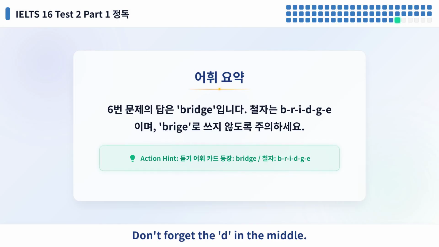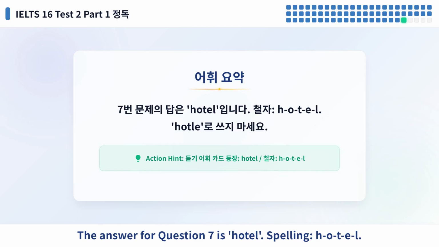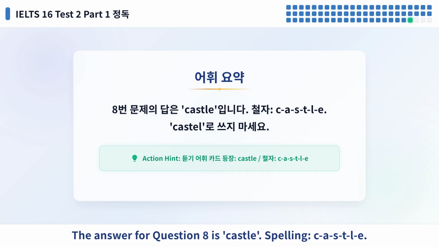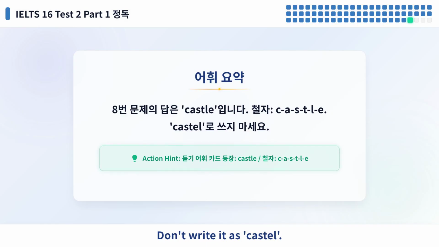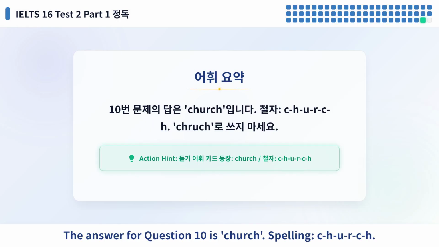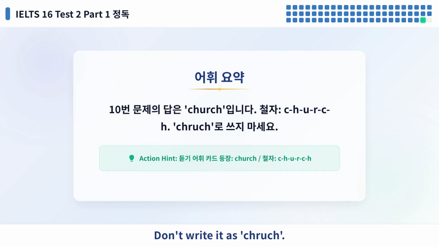The answer for question 7 is hotel. Spelling H-O-T-E-L. The answer for question 8 is castle. Spelling C-A-S-T-L-E. The answer for question 9 is 15. This is a number, not a word. The recording says 15. The answer for question 10 is church. Spelling C-H-U-R-C-H.